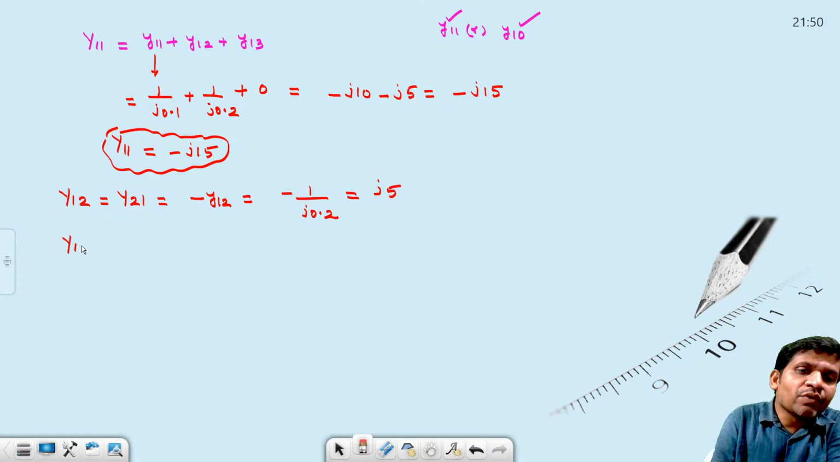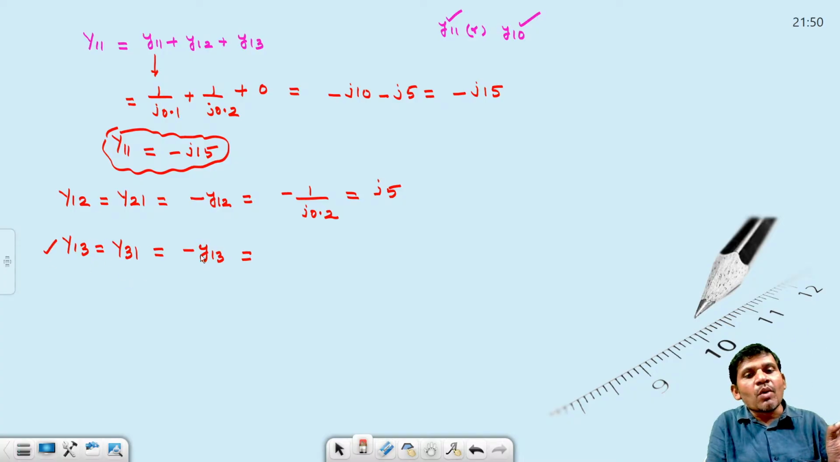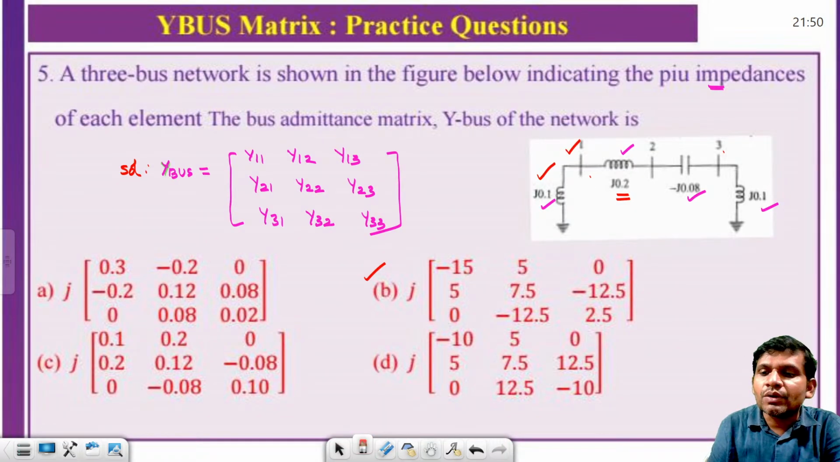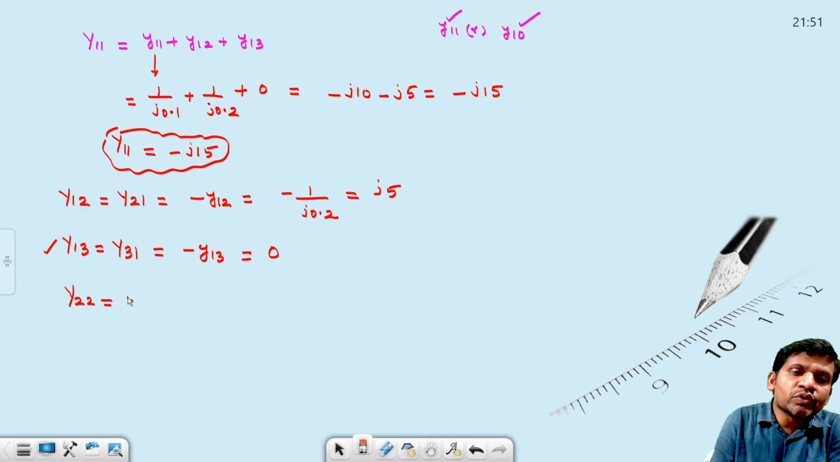What is Y13 equal to Y31, students? Y13 equal to Y31. This is equal to minus y13. This is small letter, this is capital letters, don't confuse. These are capital letters, these are small letters. Minus y13. Is there a connection between 1 and 3 here? No, 0. All these are 0. Okay, now Y11, Y12, Y13, Y21 are done, Y31 is also done. Next, find Y22. What is Y22, students? Y21 plus Y22 plus Y23. Simply, to write it like this and remember.